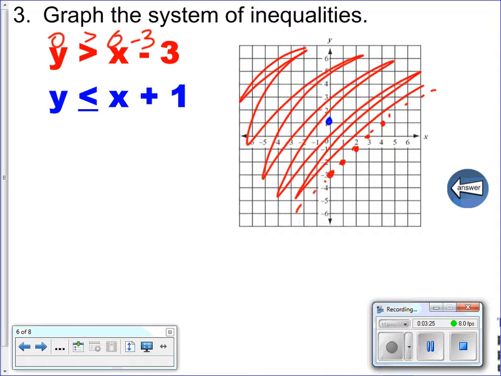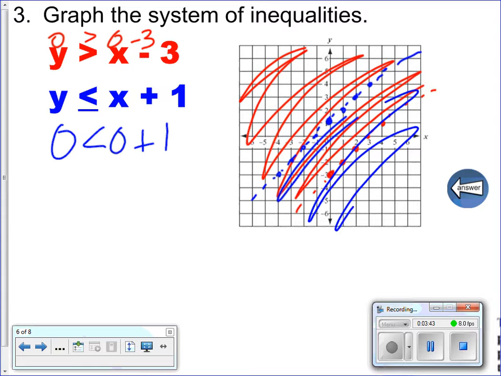The second one starts at 1, and it also goes up 1, right 1. So we've got parallel lines. Is 0 less than 0 plus 1? 0 is less than 1. So yes, here's my line, and this shading is down here. So where do they overlap? They overlap right here in between.